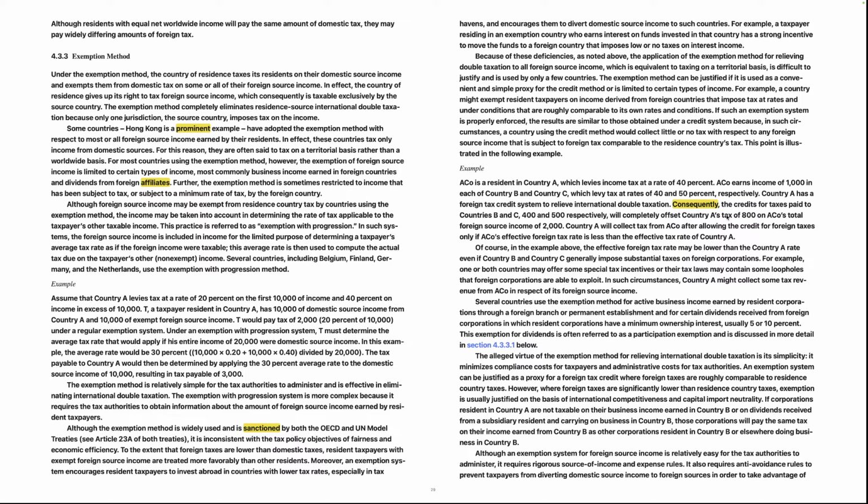Of course, in the example above, the effective foreign tax rate may be lower than country A's rate, even if country B and country C generally impose substantial taxes on foreign corporations.